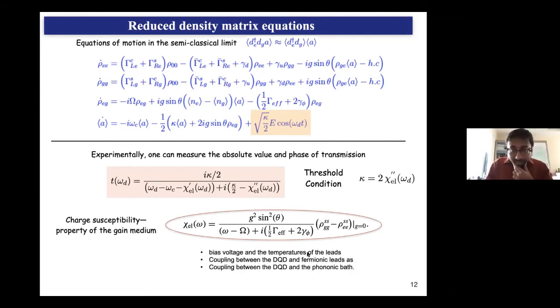So if you look at this a little carefully, it depends on various parameters of the electronic medium. For example, the bias voltage, the temperature of the leads, the various couplings between the double quantum dot and the fermionic leads as well as the phononic leads.